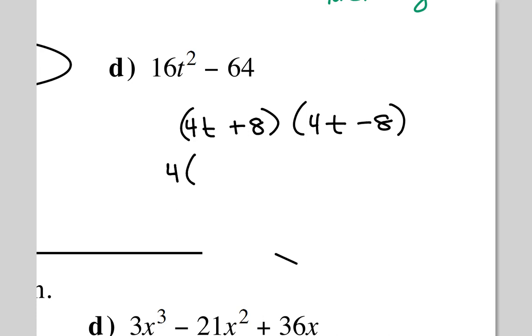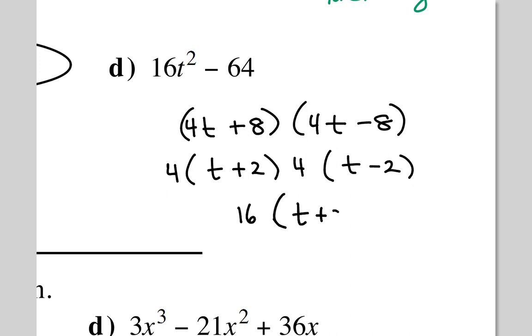Whoops. So you have a t plus 2, and then you'd have another 4 come out, and you'd have a t minus 2. The 4 and the 4 would come together as 16. And then you have this t plus 2, t minus 2. So notice, did I do the GCF first or last? Last.